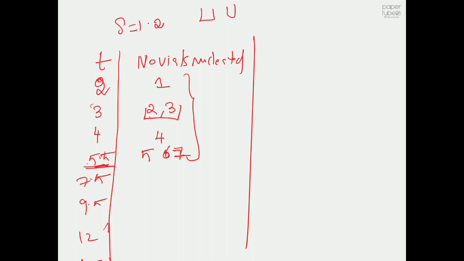So we will see what the nucleated vials look like. I will add some video to this lecture, so from there you will get some idea. And then at 7.5, let's say 8 vials got nucleated, and at 9.5, 2 more vials got nucleated. So that will be 9 and 10. And then at 12 minutes, let's say 3 more vials got nucleated. So that will be 11, 12, 13.